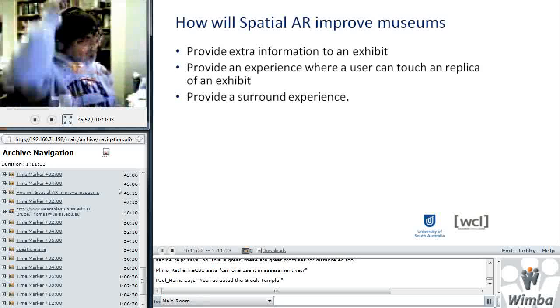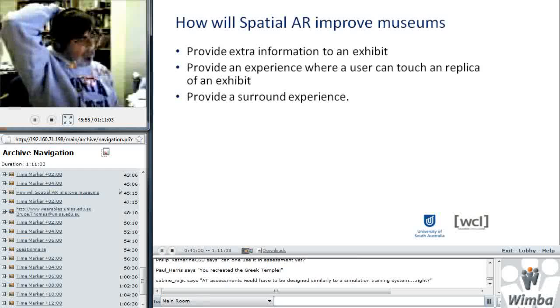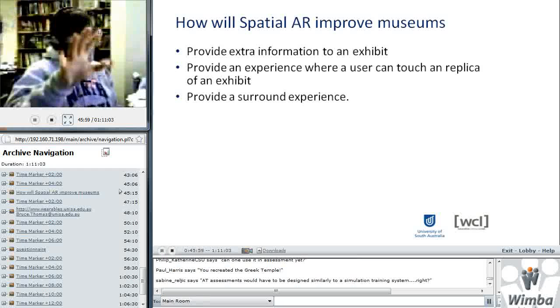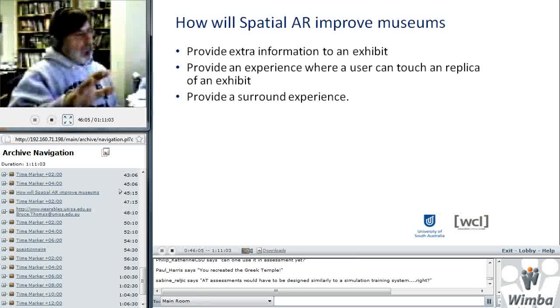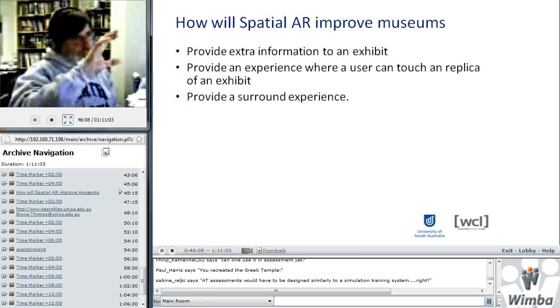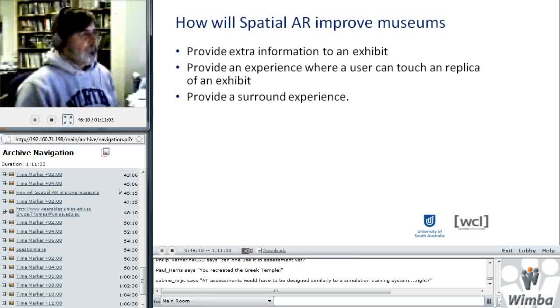There's one thing that I think would be interesting, because I've talked to some people about rock art, and what you can't do with rock art is touch it. Whereas if you could recreate a wall and allow people to touch it and interact with it, I think it would just make it more experiential learning.